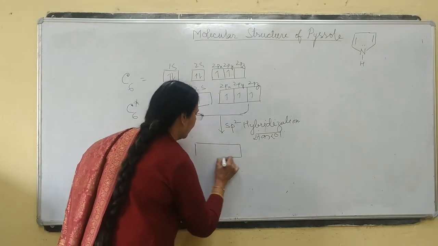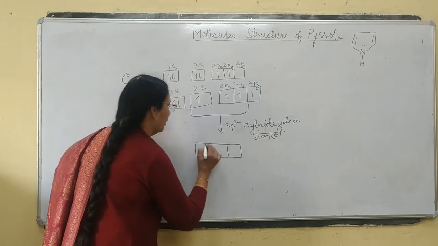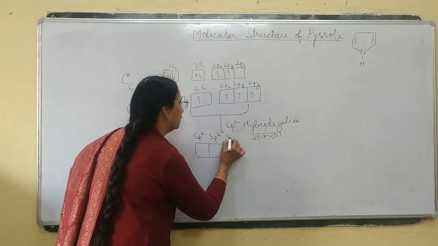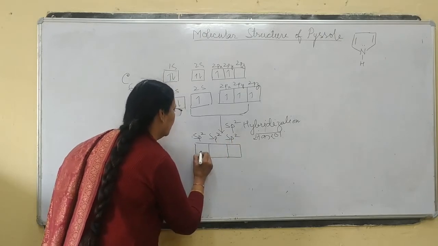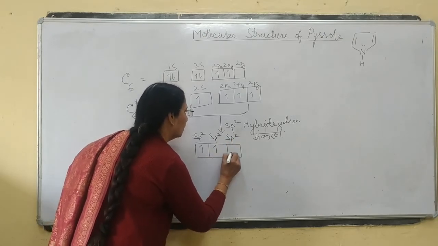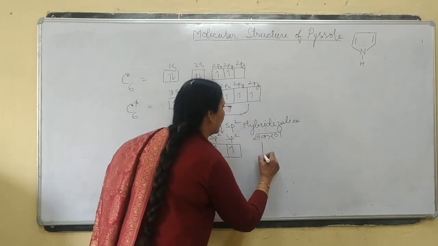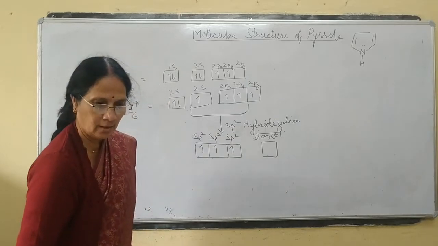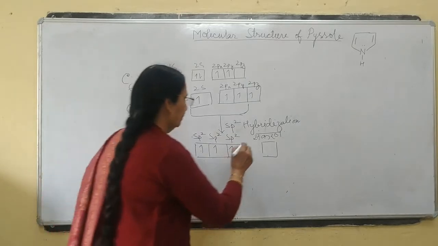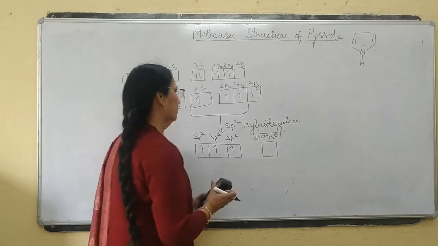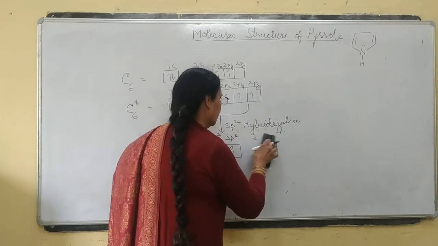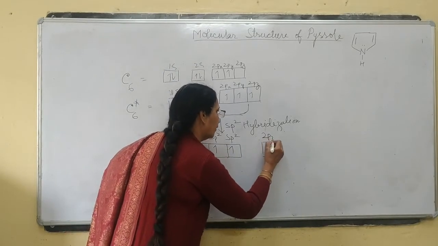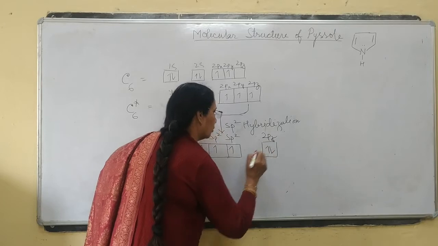By this hybridization we get 3 sp2 hybrid orbitals and one unhybridized 2pz orbital, having 2 electrons.